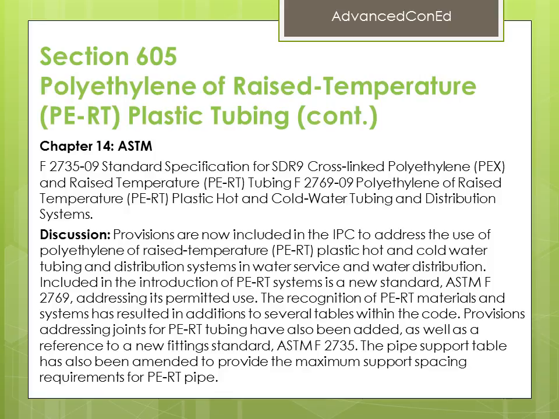Discussion. Provisions are now included in the IPC to address the use of polyethylene of raised temperature plastic hot and cold water tubing in distribution systems in water service and water distribution. Included in the introduction of PERT systems is a new standard, ASTM F2769, addressing its permitted use. The recognition of PERT materials and systems has resulted in additions to several tables within the code. Provisions addressing joints for PERT tubing have also been added, as well as a reference to new fitting standards, ASTM F2735. The pipe support table has also been amended to provide maximum support spacing requirements for PERT pipe.